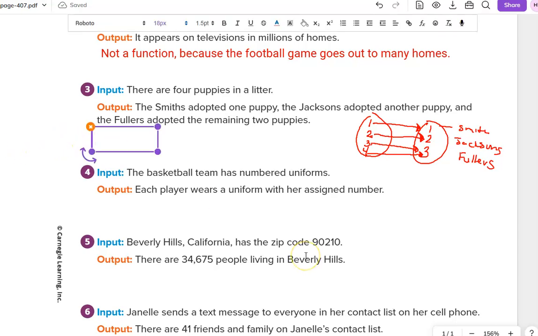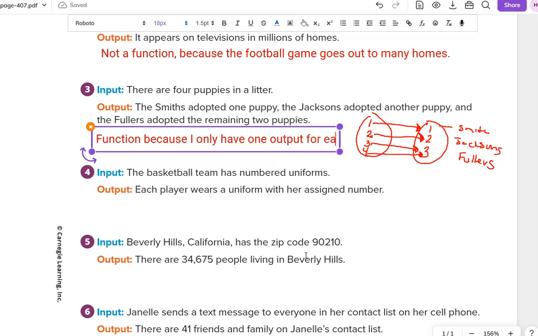So we would say this is a function because I only have one output for each input.